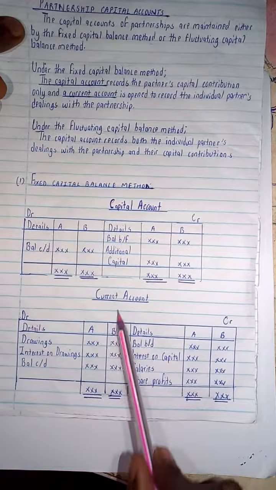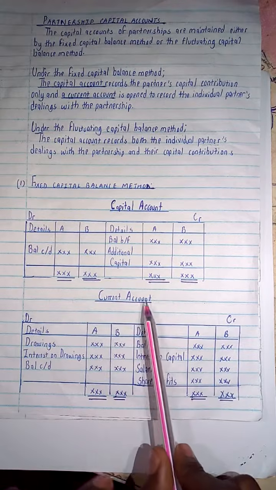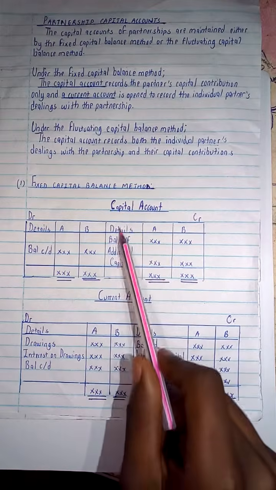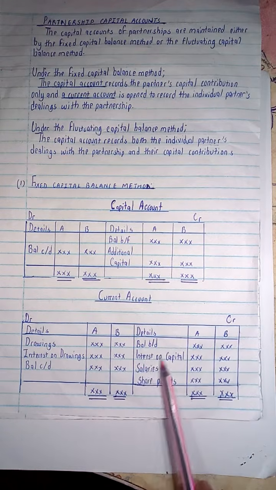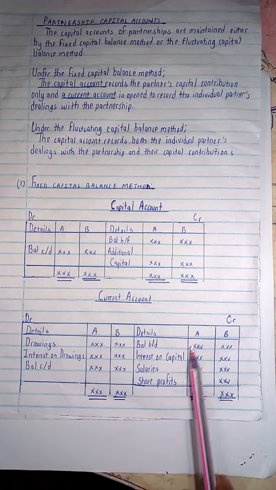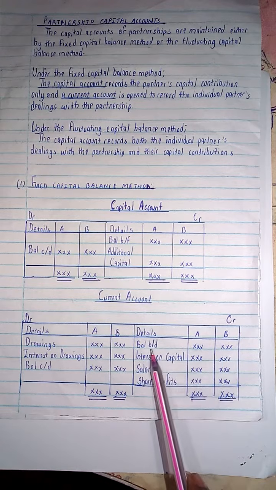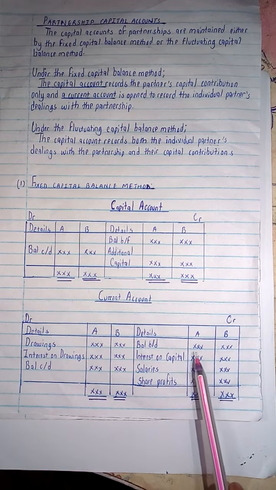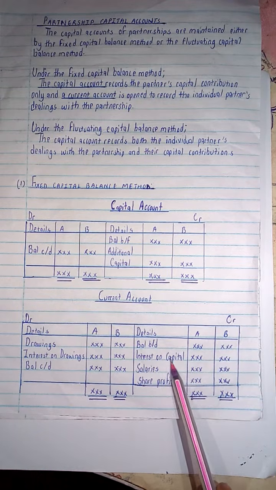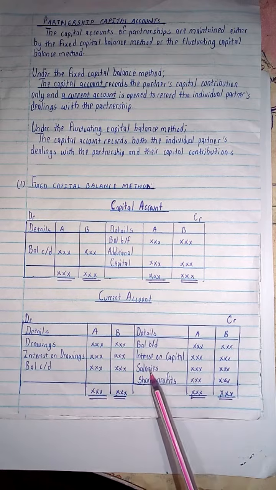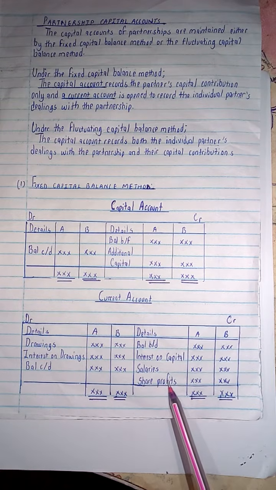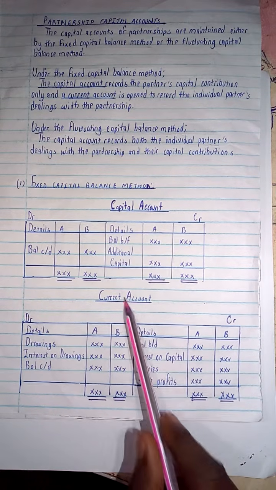Then if I turn to the current account, remember I'm in the fixed capital balance method, which separates the two. Here I'm going to put interest on capital on the credit side, because interest on capital is going to increase my current account. Salaries will also increase my current account, and the share of profits from the partnership will also increase my current account.